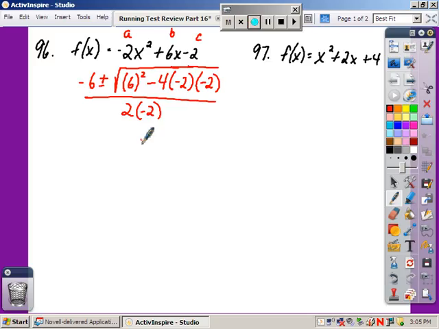And in this step, I'm going to simplify everything under the square root down to one number. I'm going to simplify this bottom too. So I got 36 minus, and then I have negative 8 times negative 2 again, that's positive 16. So it's 36 minus, and then all of this over here comes out to positive 16. So 36 minus positive 16 gives me 20, all over negative 4.